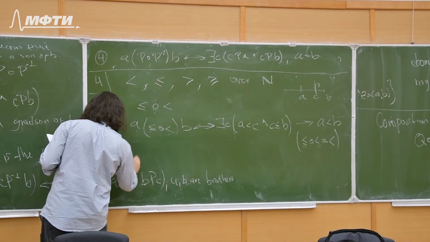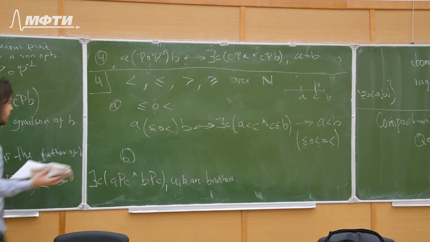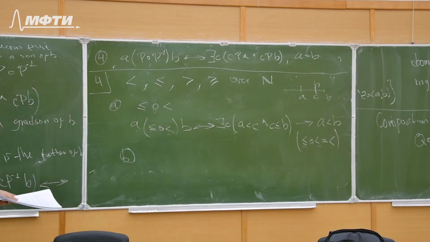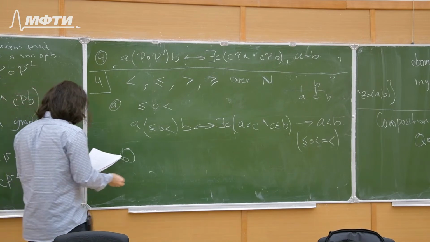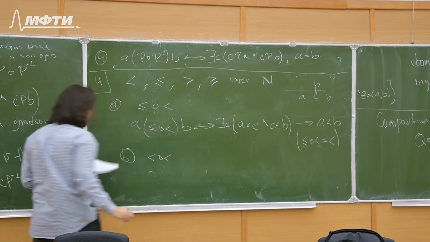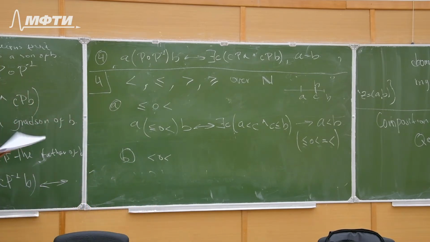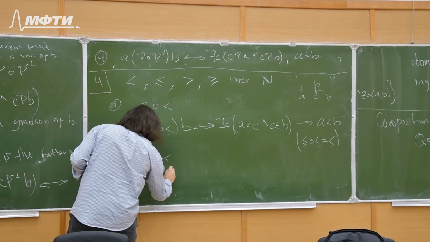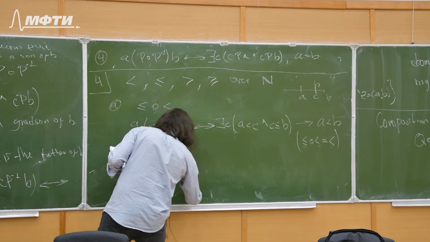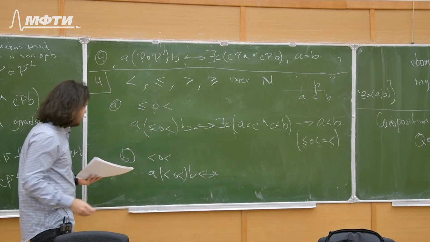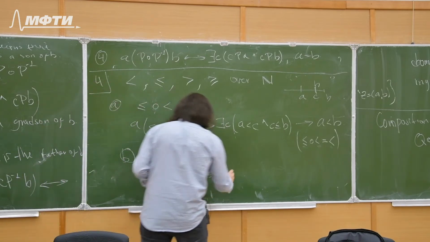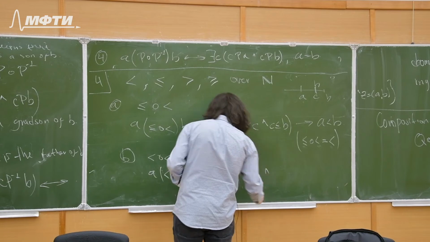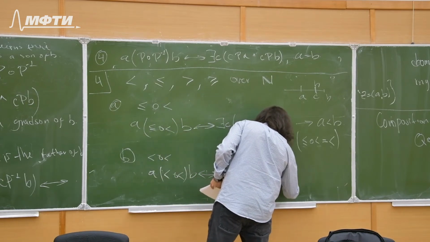Next, B. This one. So less composition less than. So A less composition less than B if and only if, again the same thing, there exists some C such that A is less than C and C is less than B.